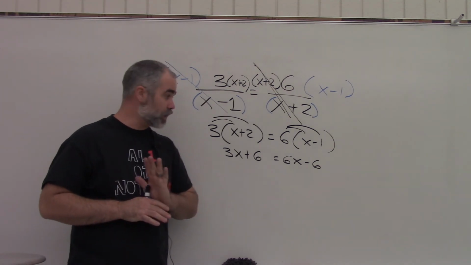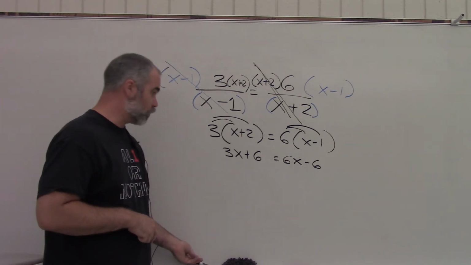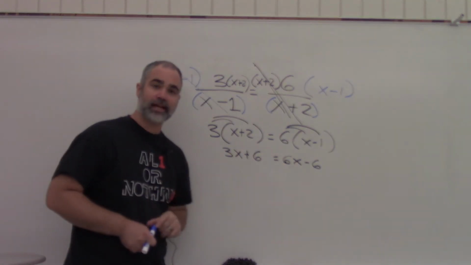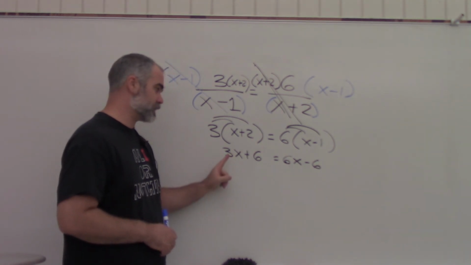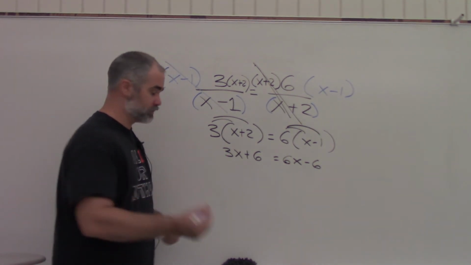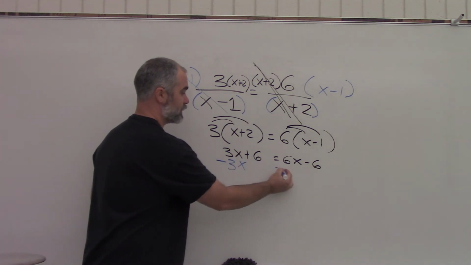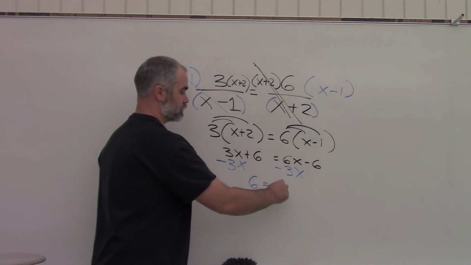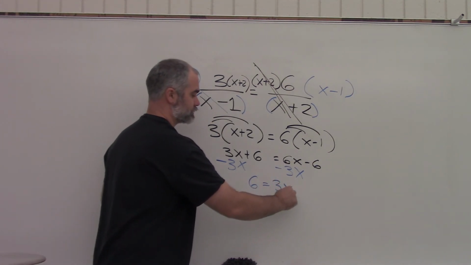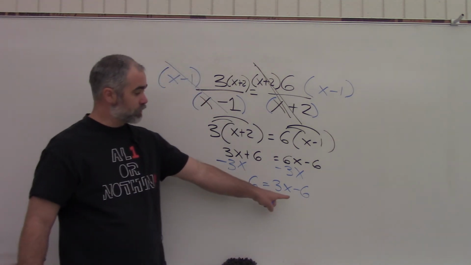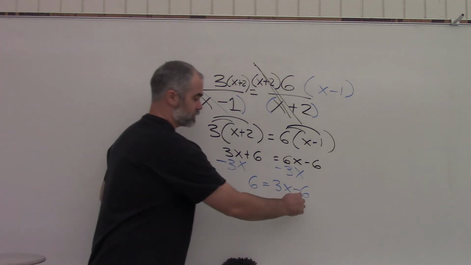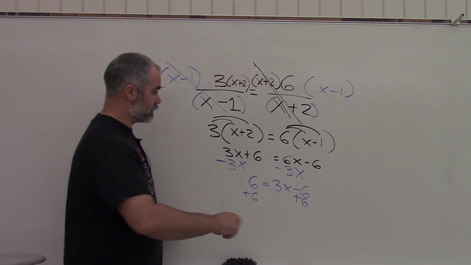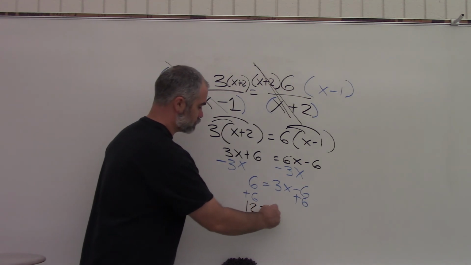Now, remember we have x's on both sides, so I want to ask myself, which would make it easier? Would it make it easier to subtract the 3x or subtract the 6x? And I'm going to choose to subtract the 3x so that it stays positive. So I'm going to subtract 3x from both sides. We're almost done here. So we have 6 equals 6x minus 3x is 3x. Minus 6, we're almost done. I want to do the opposite of subtracting 6, which is to add 6. And we've got here, at the very end, 12 equals 3x.